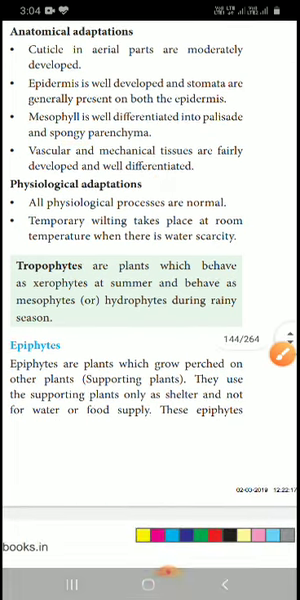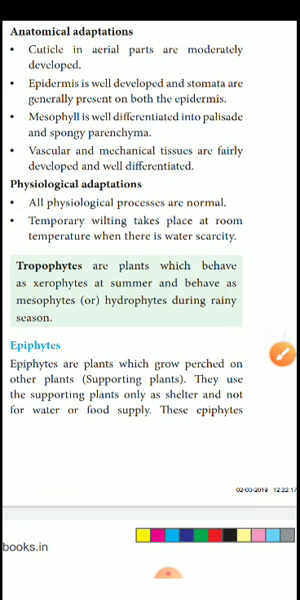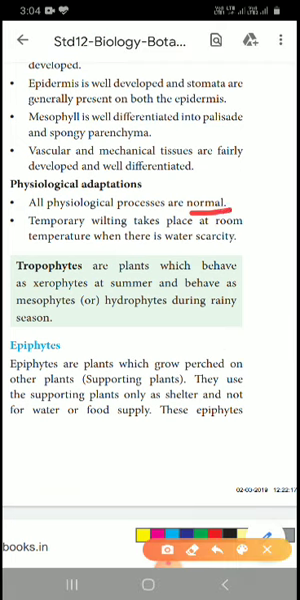Next, physiological adaptation. All physiological processes are normal here. Temporary wilting takes place at room temperature when there is water scarcity. This is the time when wilting takes place, when there is a water problem, most probably in summer time.